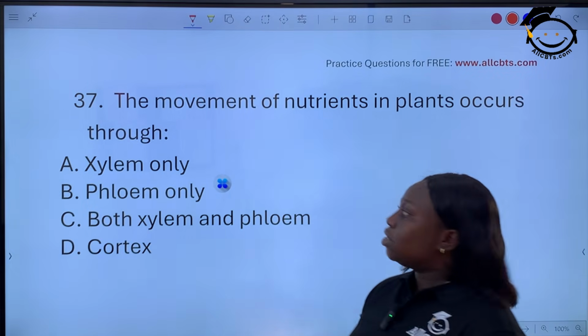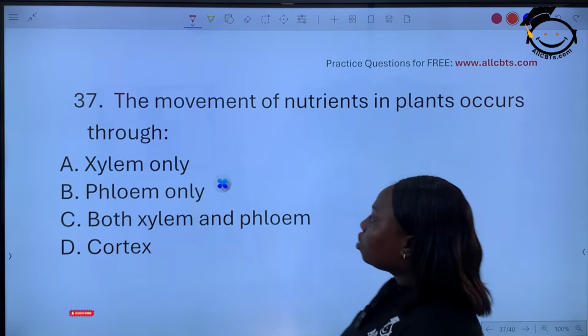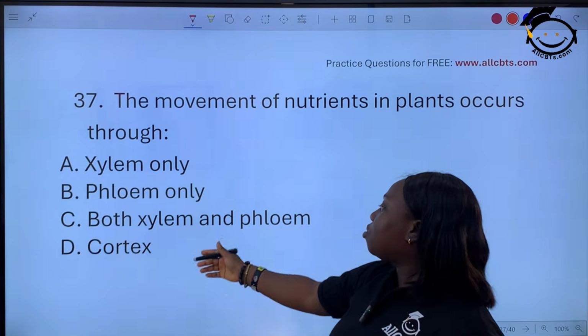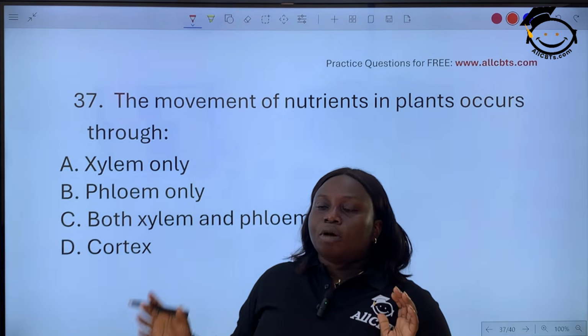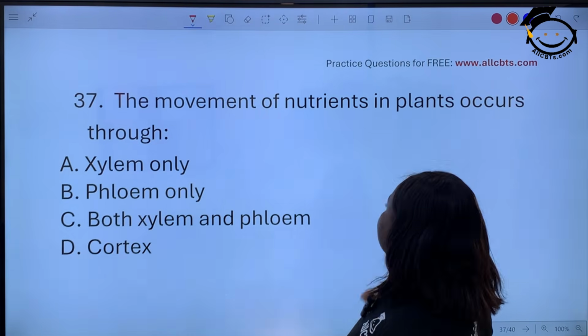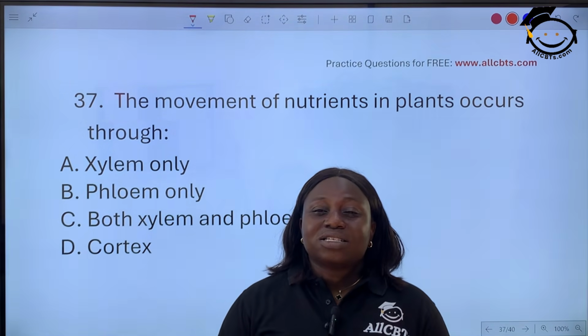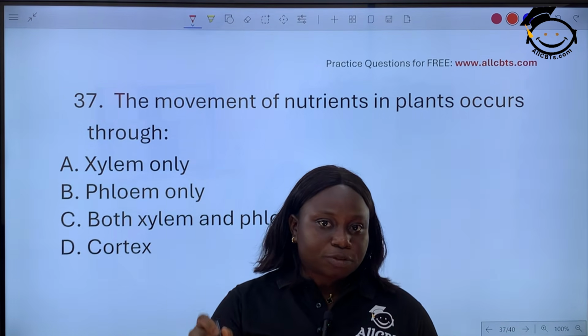Number 37. The movement of nutrients in plants occurs through the what? We have xylem only, the phloem only, both xylem and phloem, the cortex. Now, some people might want to choose phloem, since it's nutrients, we're talking about only food. Now, that is the mistake, that is the trap that they wanted you to make in this particular question.